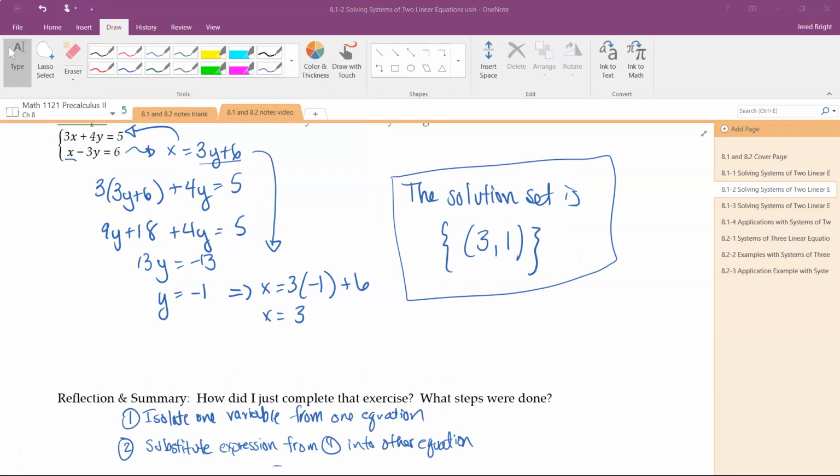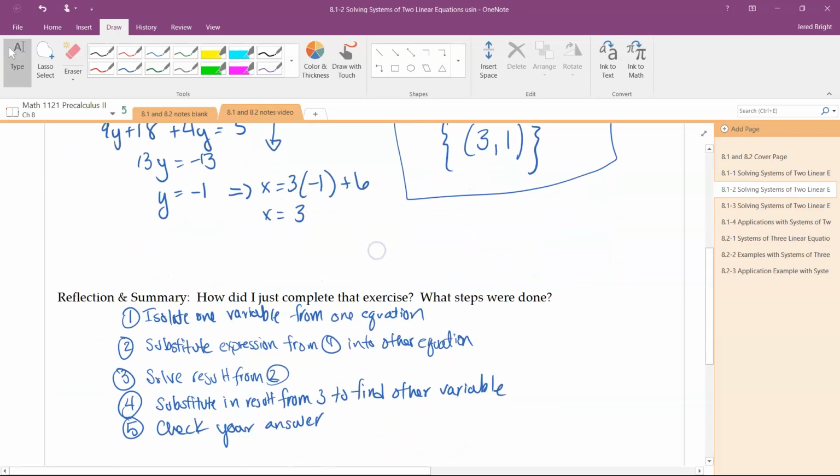What we did first was isolate one variable. We found x from the second equation, substituted this expression 3y plus 6 into the other equation, and then we ended up solving. Then we substituted the value that we found, negative 1 for y, into an expression to find x.